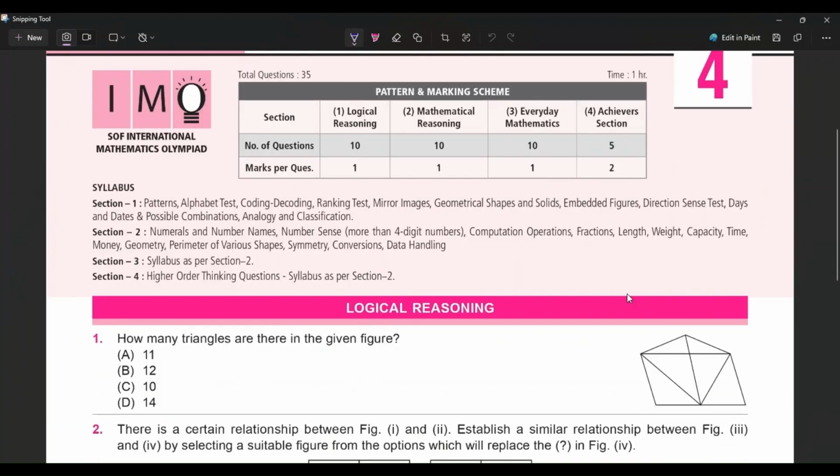Let's quickly see the syllabus. Section 1: patterns, alphabet test, coding, decoding, ranking test, mirror images, geometrical shapes and solids, embedded figures, direction sense test, days and dates, and possible combinations, analogy and classification. Section 2: numerals and number names, number sense, more than 4-digit numbers, computation operations, fractions, length, weight, capacity, time. Section 3, syllabus as per Section 2. Section 4, higher order thinking questions, syllabus as per Section 2.